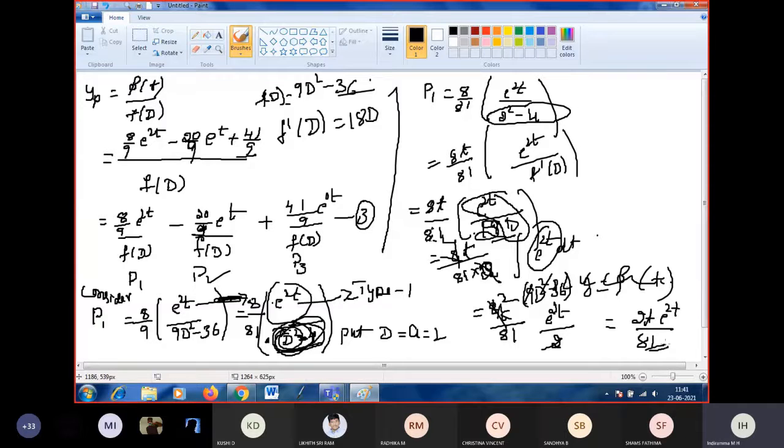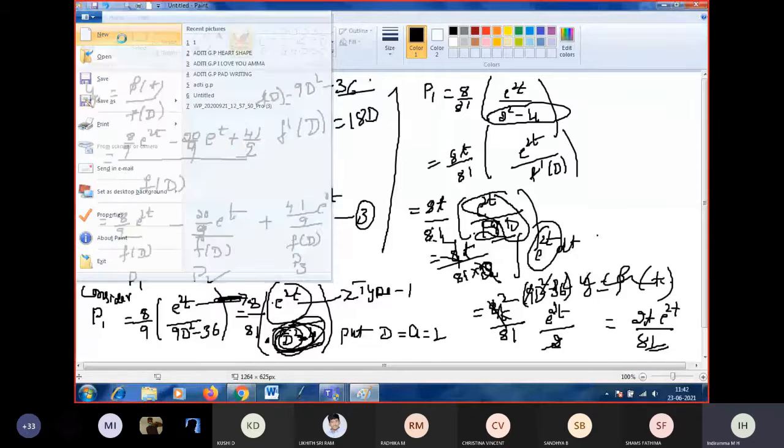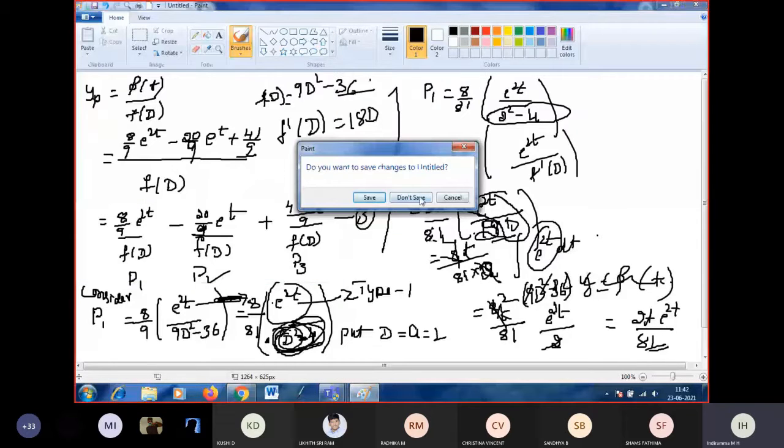Is it clear? Is P1 correct? Yes, ma'am. Next we go for P2. If you have any doubt, you can ask, I will clarify it. Consider P2.